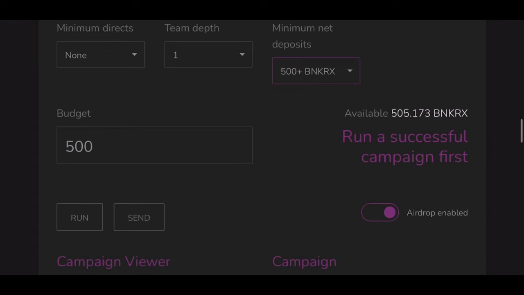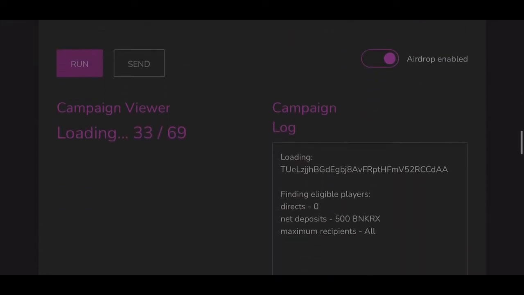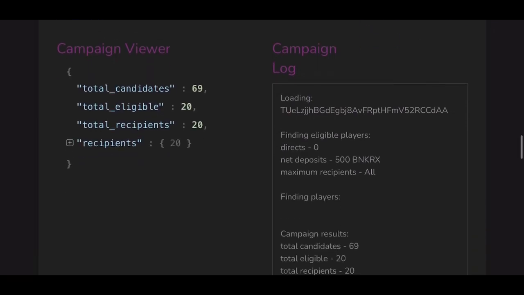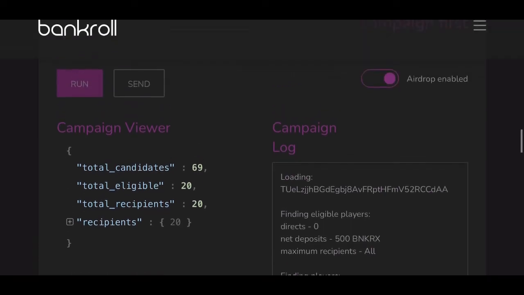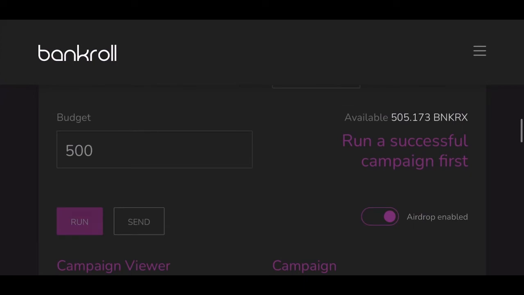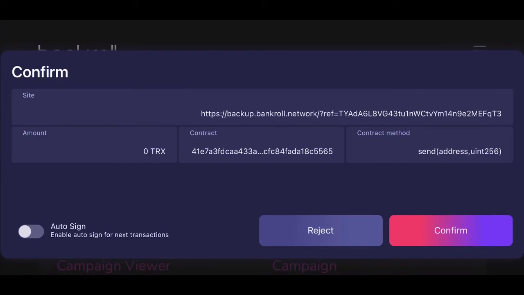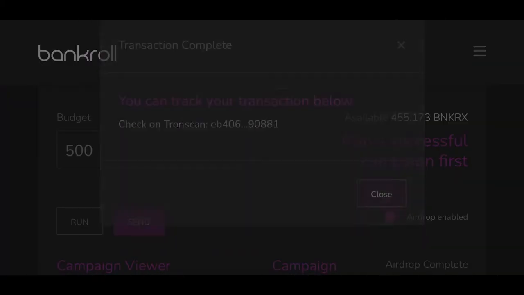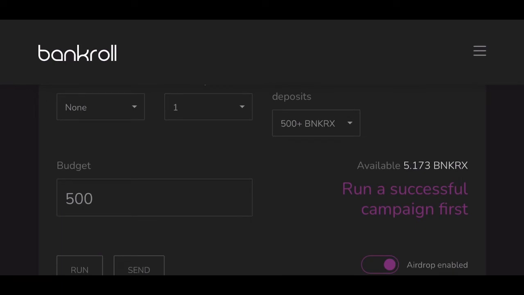So let me go ahead and run that again, and let's see how many people are eligible now. Now 20 people are eligible. I'm going to go ahead and run that campaign. To run it, you just have to press the send button. I'll press send, and it'll ask you to confirm. Make sure you have enough Tron to cover everything. You can see my available is down to 5 Bnkrx. So make sure you have enough Tron to run these transactions, because they take up a lot of energy.